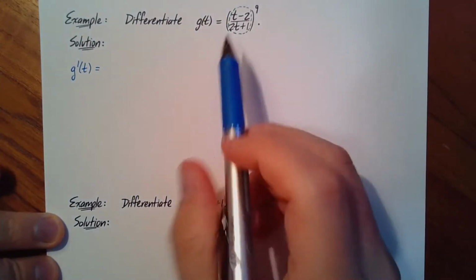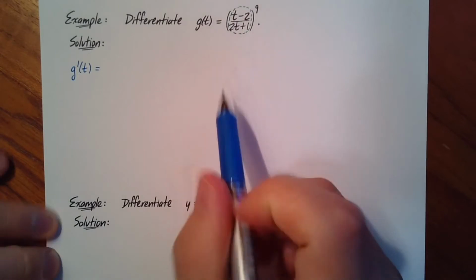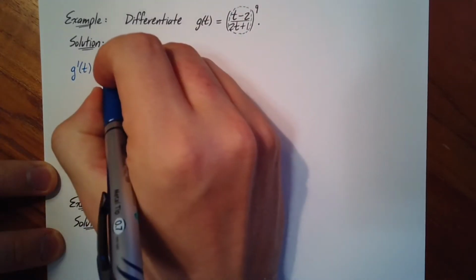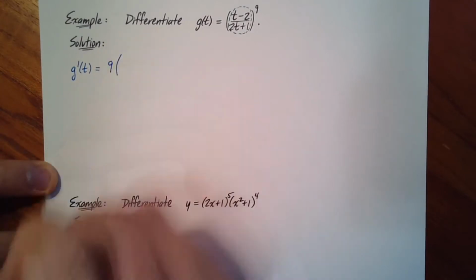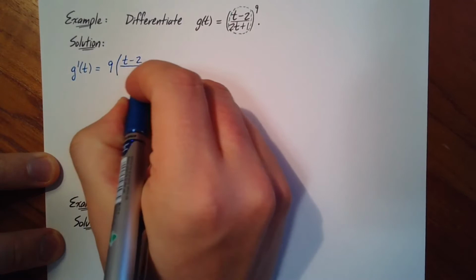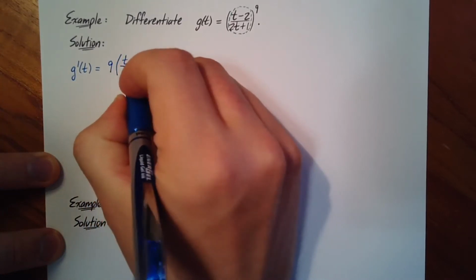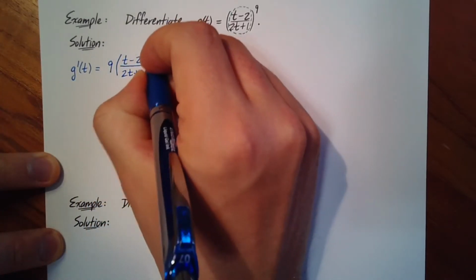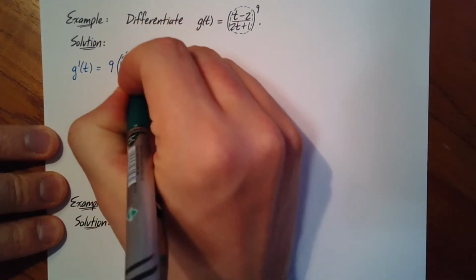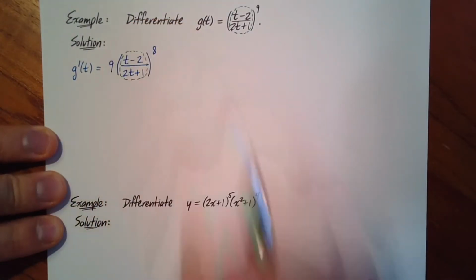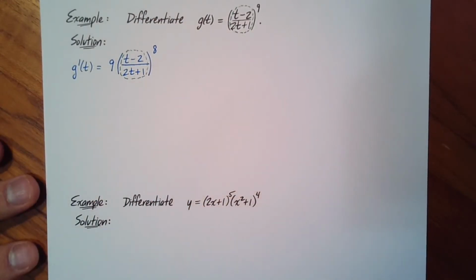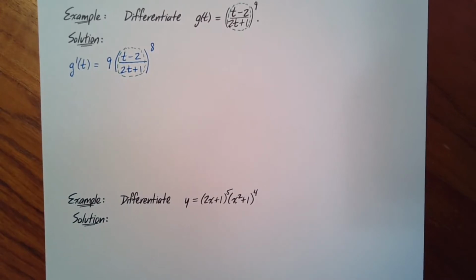So when we differentiate the outside function, if we leave the inside function alone, the derivative is just going to be 9 times that inside function of t, so (t minus 2) over (2t plus 1), all raised to the power of 8. Where this is that same inside function. If we just draw a bubble around this one, your eyes can match them up. So that's the derivative of the outside function, but the inside function has been left unchanged.